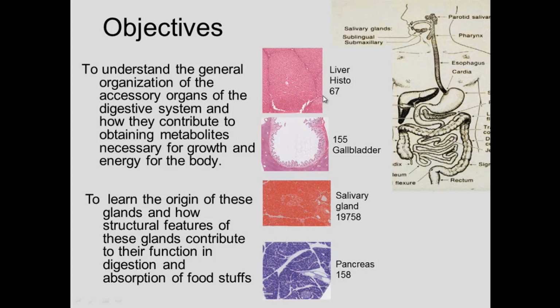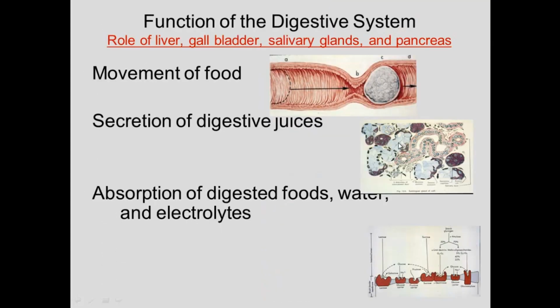And here we can see the organs that we'll talk about. The liver, and you can see the classical lobule of the liver, the gallbladder, which is associated with the liver on the side, salivary glands located at the top, and the pancreas. Those are the ones that we're going to study. We'll have the salivary glands, liver, gallbladder, and pancreas that we'll talk about today.